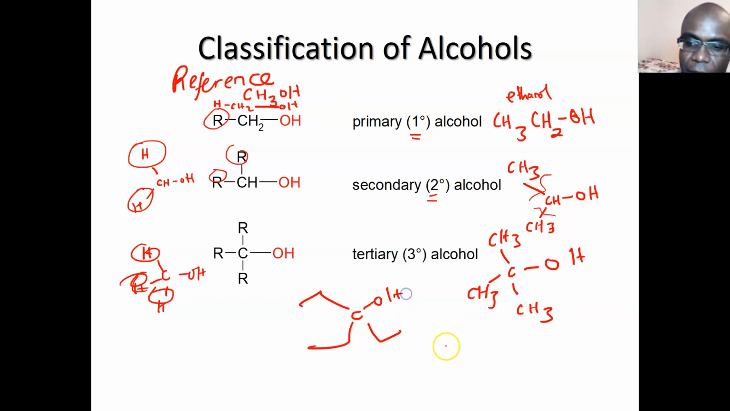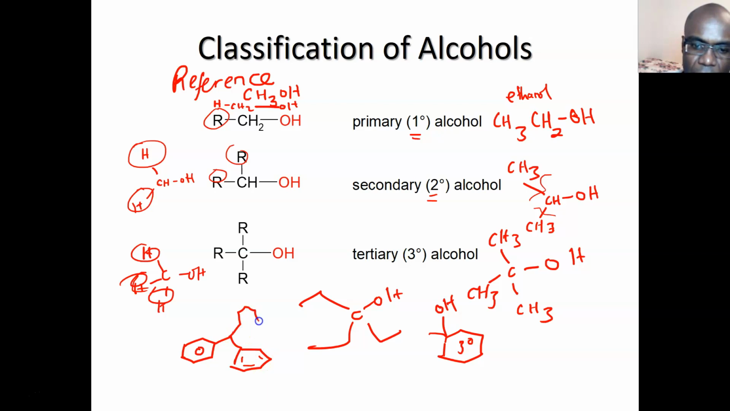That's tertiary. It can be a ring with OH, methyl in the ring. This is still tertiary. It could be so many things. You could have 3 benzyl groups, phenyl groups. See, this is triphenyl alcohol. So long as you have 3 R groups, you have a tertiary alcohol, okay?